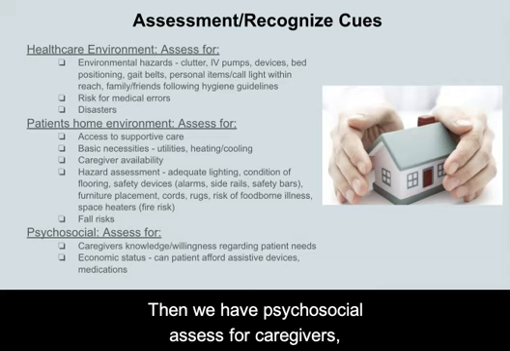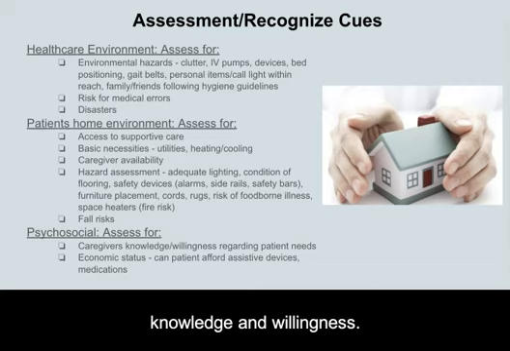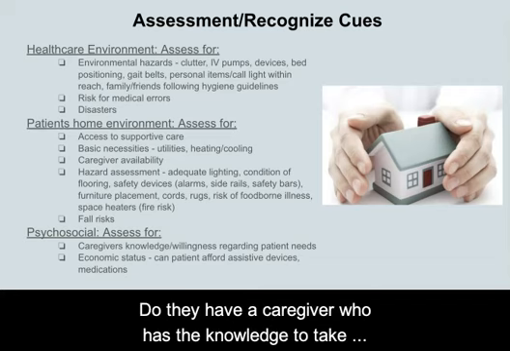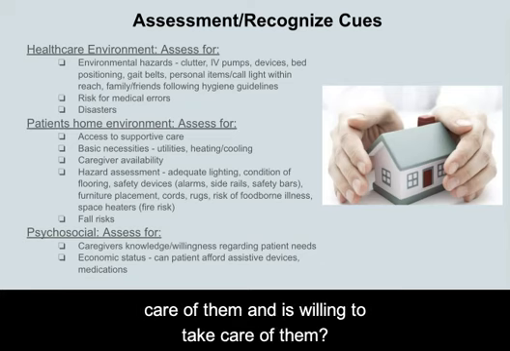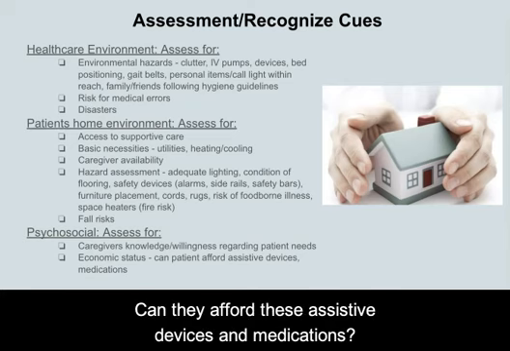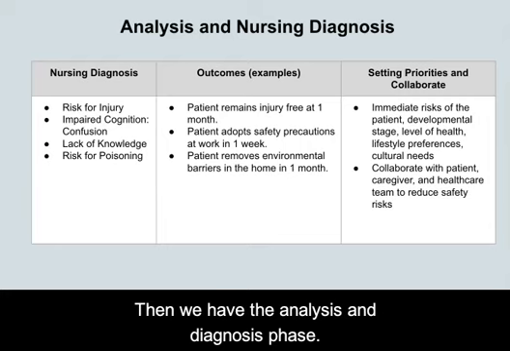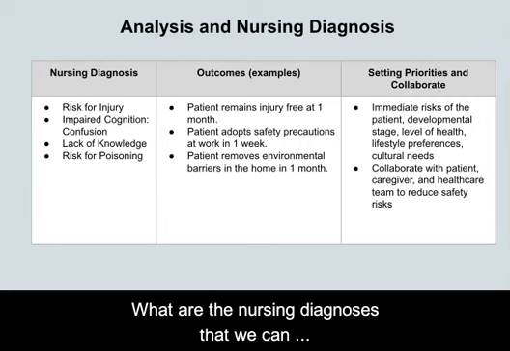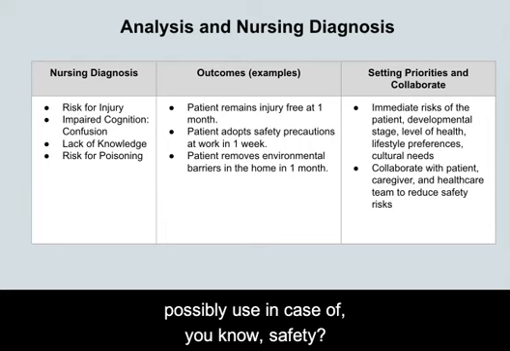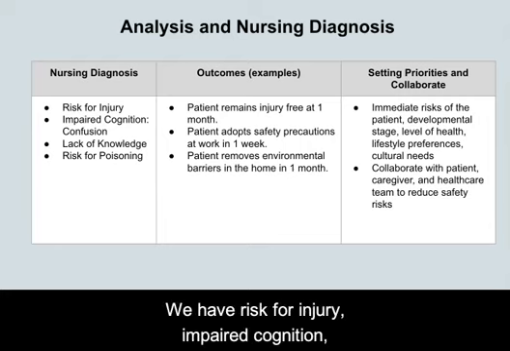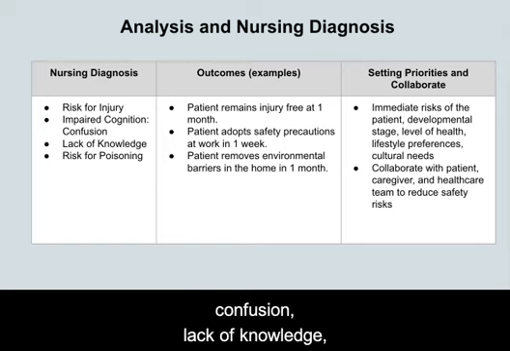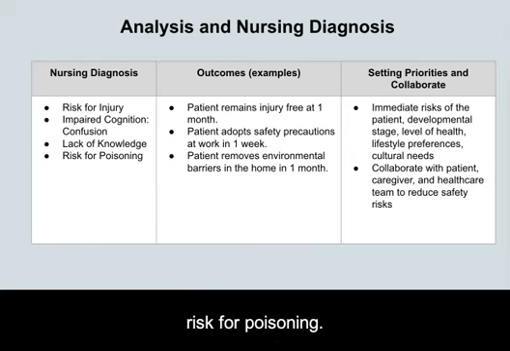Then we have psychosocial. Assess for caregivers' knowledge and willingness. Do they have a caregiver who has the knowledge to take care of them and is willing to take care of them? What is their economic status? Can they afford these assistive devices and medications? Then we have the analysis and diagnosis phase. What are the nursing diagnoses that we can possibly use in case of safety? We have risk for injury, impaired cognition, confusion, lack of knowledge, risk for poisoning.